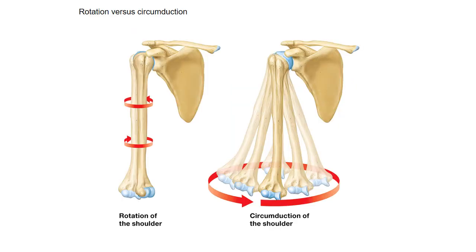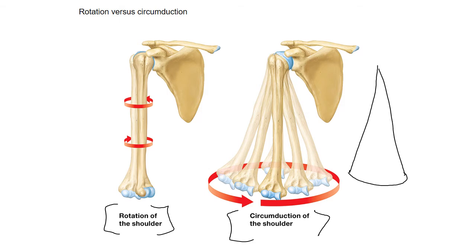Next slide. So here's rotation versus circumduction. You have rotation of the shoulder here, so it basically just spins around on an axis. Circumduction, you make this cone shape like that. That is what circumduction looks like.